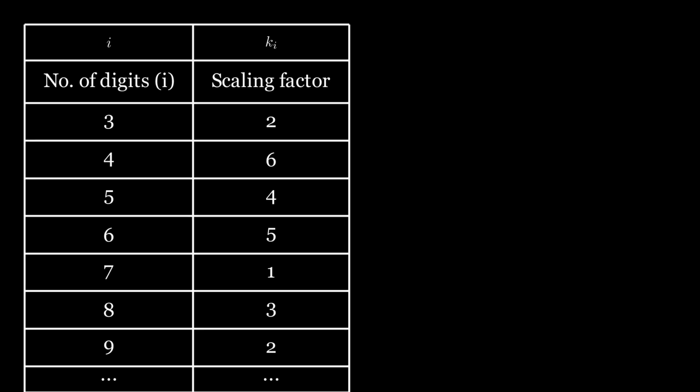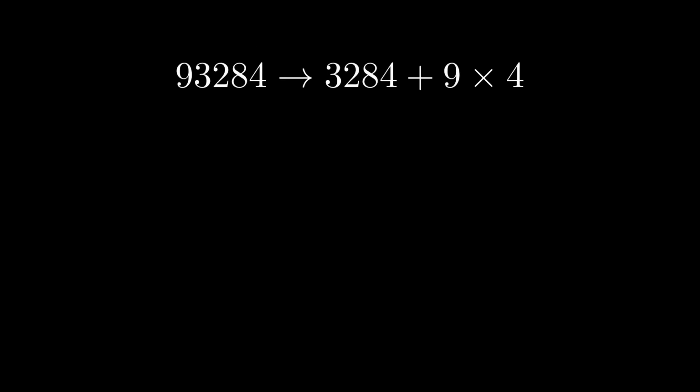We can obtain the scaling factor of all digits by hit and trial. The table shows the first few scaling factors. I highly encourage you to see for yourself that it is periodic with the period 6. Let us run this algorithm for a 5-digit number using the scaling factors from the table.